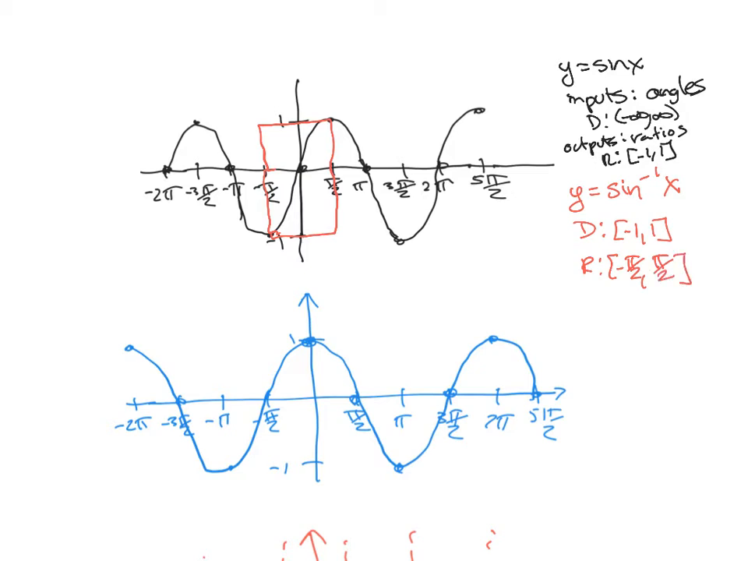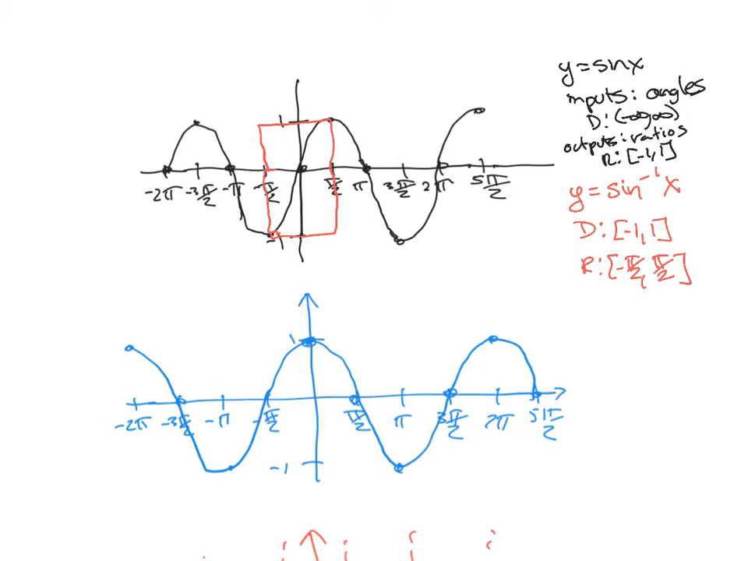Well, what does this mean? Well, it means that when you are evaluating an inverse trig function, if the ratio is positive, you're going to answer a quadrant 1 angle. And if the ratio is negative, you're going to give me a negative quadrant 4 angle. And we'll do some examples in a little bit.